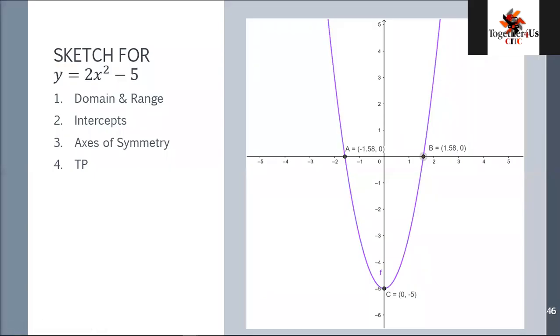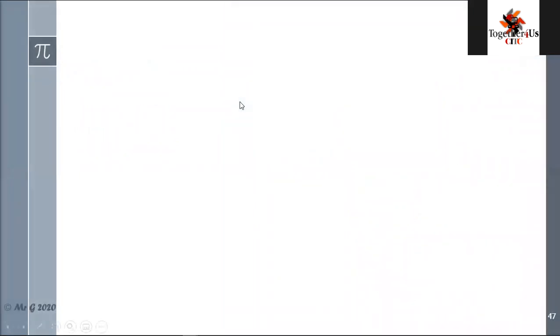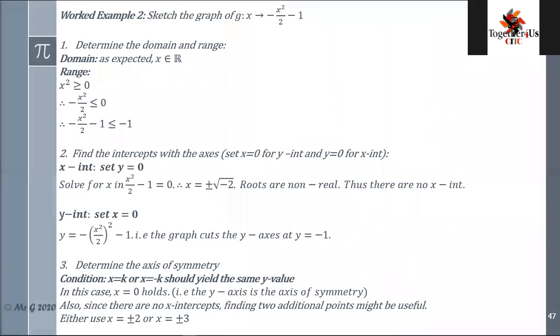Hi guys, in this video I'll be taking you through a second example, slightly different from the first but essentially the same. Here we have a case where a is negative, and I've used mapping notation instead of function notation. So what you may want to do is write this in function notation and say g of x is negative x squared over 2, minus 1.